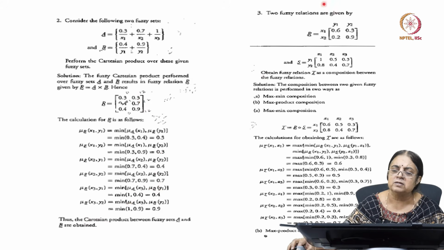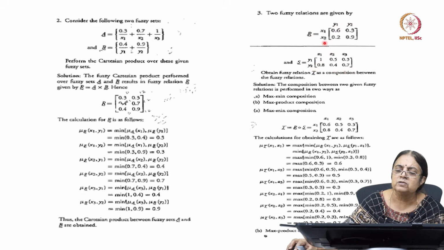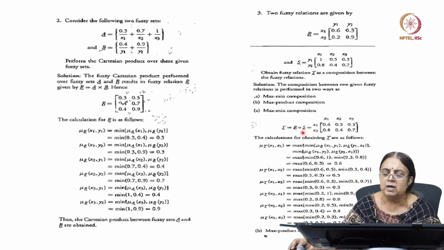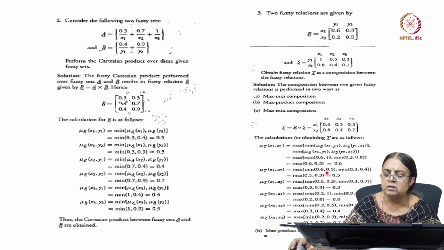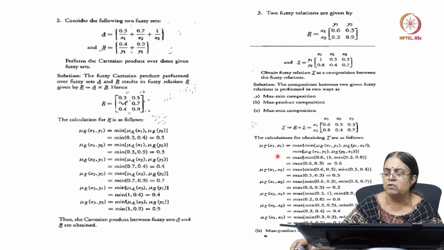Now here is another example. You have two fuzzy relationships, R is equal to this one and S is equal to this one. R is on X and Y and S is on Y and Z. You are asked to do max-min composition and max-product composition, that is R composition S. So how do you get these values? Here you have to use the equations we just went through for composition.